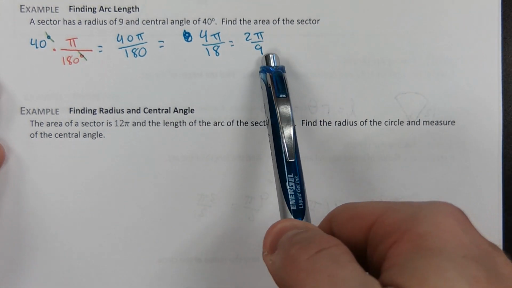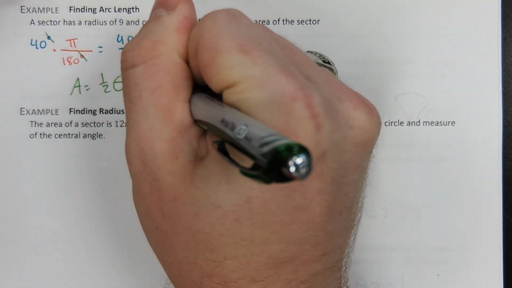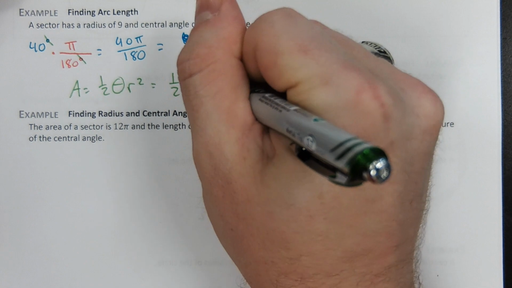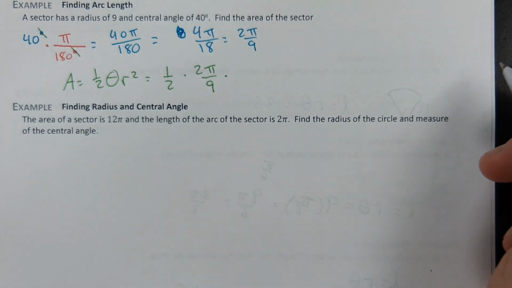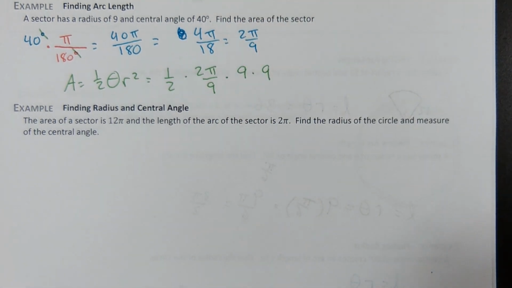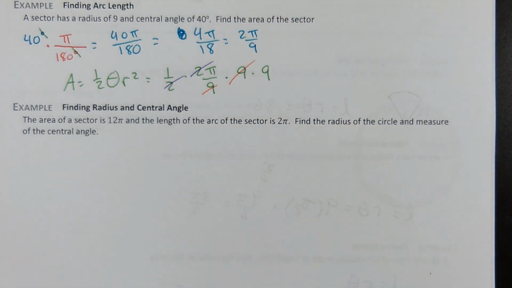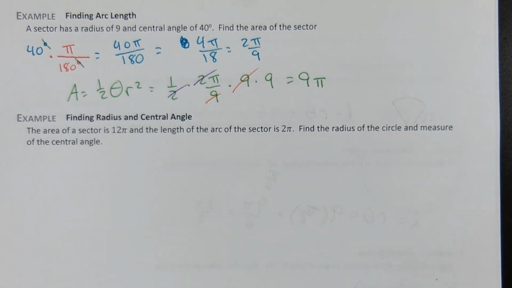Now that we have our angle in radians and we have our radius, I say we track down the area, 1/2 theta r squared. Our theta is 2 pi over 9, and our r is 9. 9 squared. You know 9 squared is 9 times 9, right? You don't need a calculator to figure out what this equals, because this 2 cancels this 2, and this 9 cancels this 9. What you get is 9 pi. No calculator needed. Ta-da!